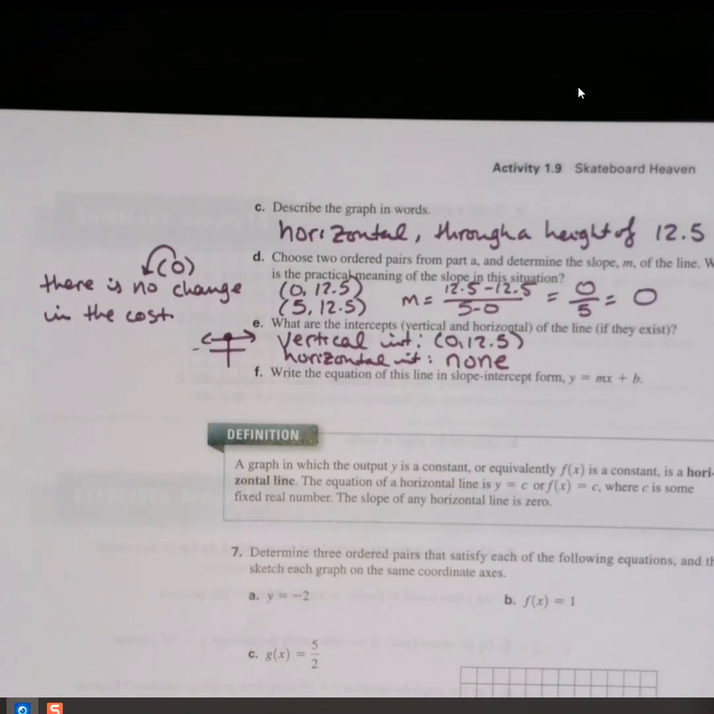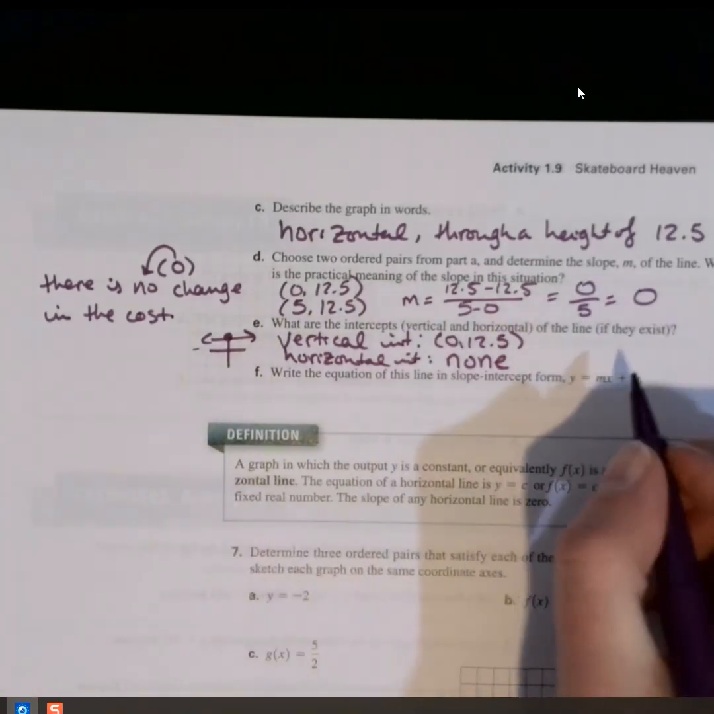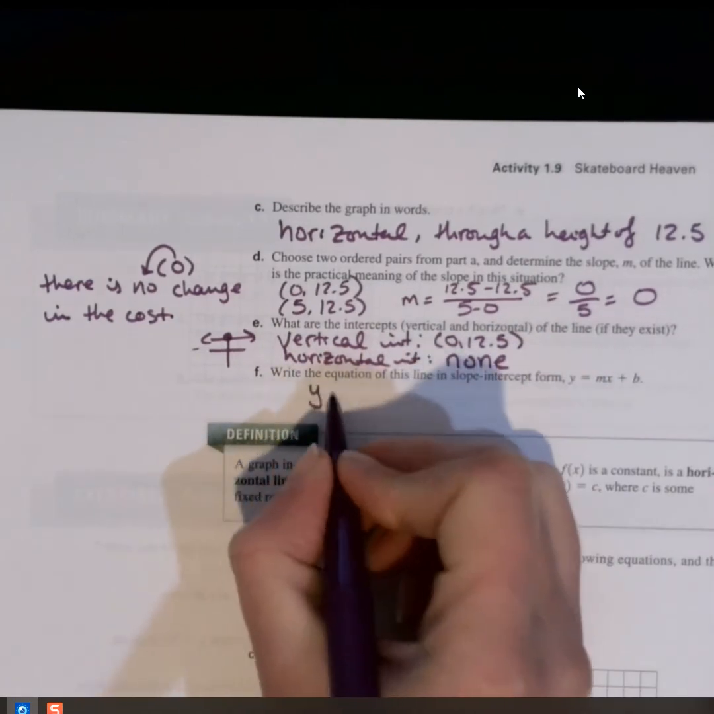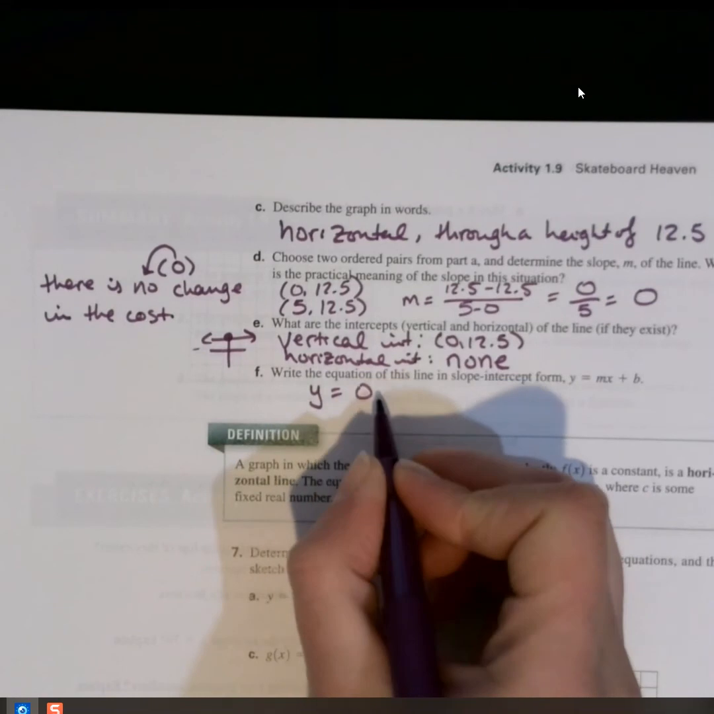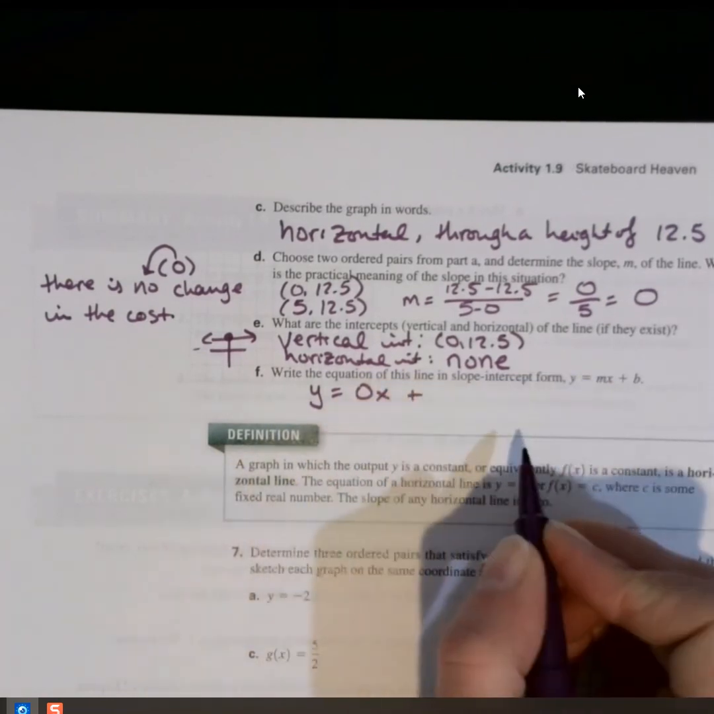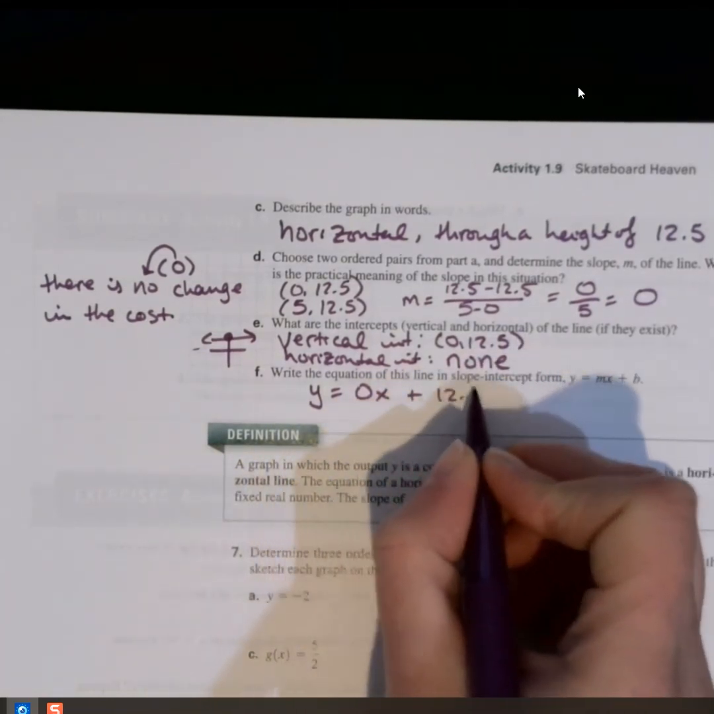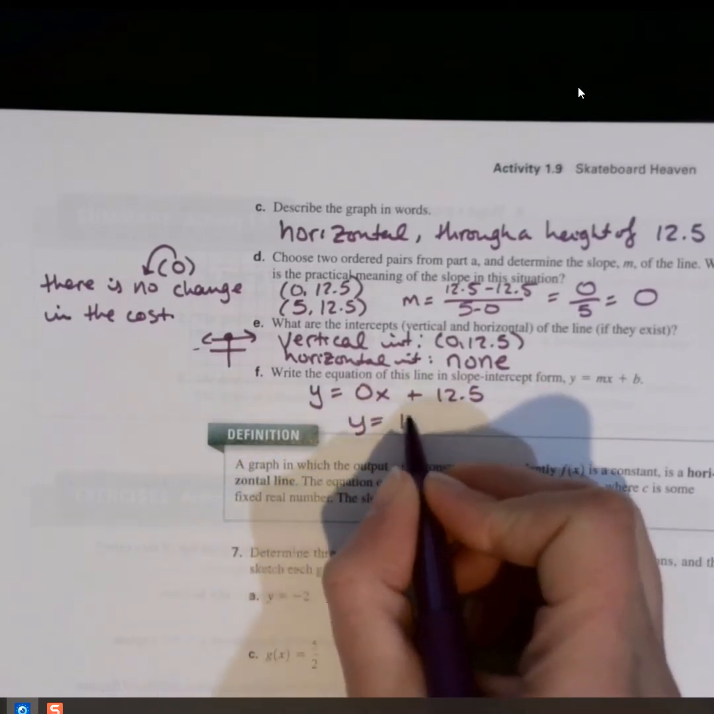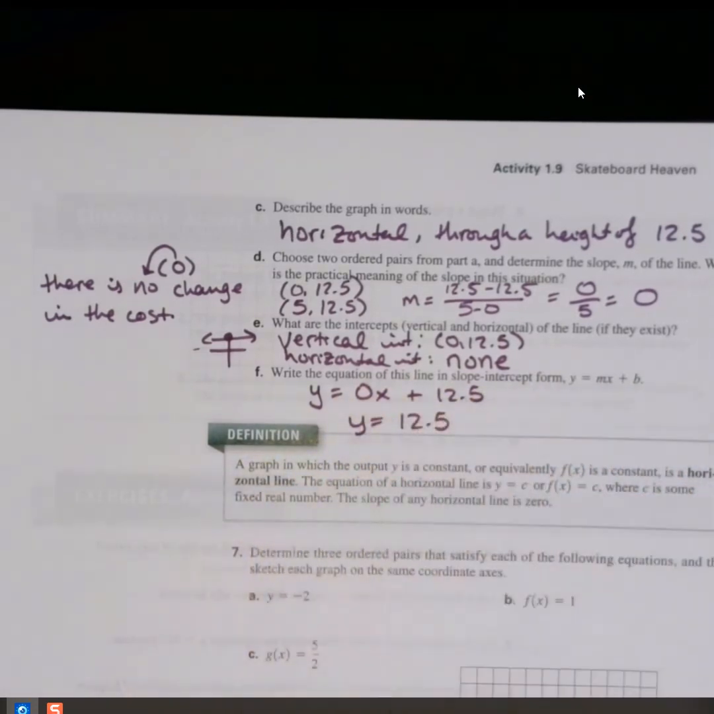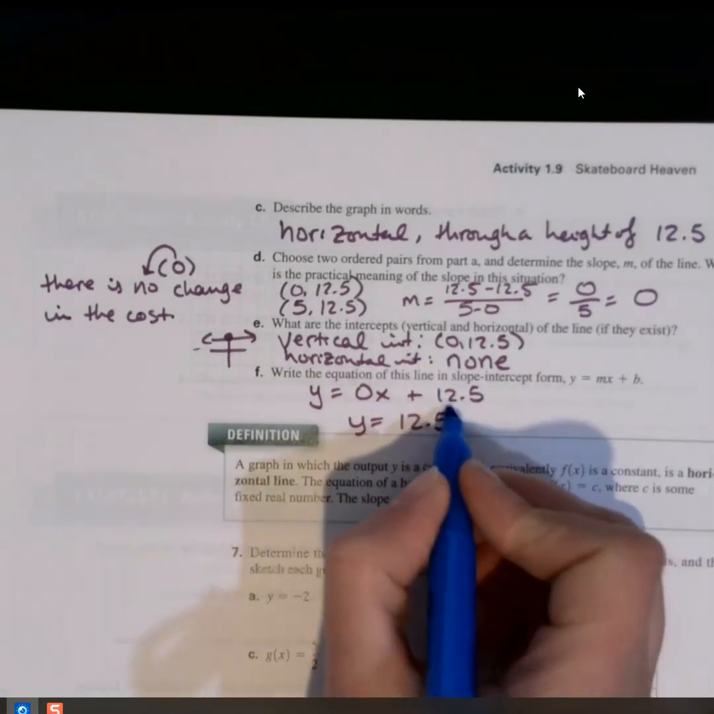Write the equation of this line in slope-intercept form. All right, so y equals mx plus b. The slope is 0, times x, plus the vertical intercept, which is 12.5. Or you don't need to write 0x. You just write y equals 12.5 because 0 times x is 0. So y equals 12.5.